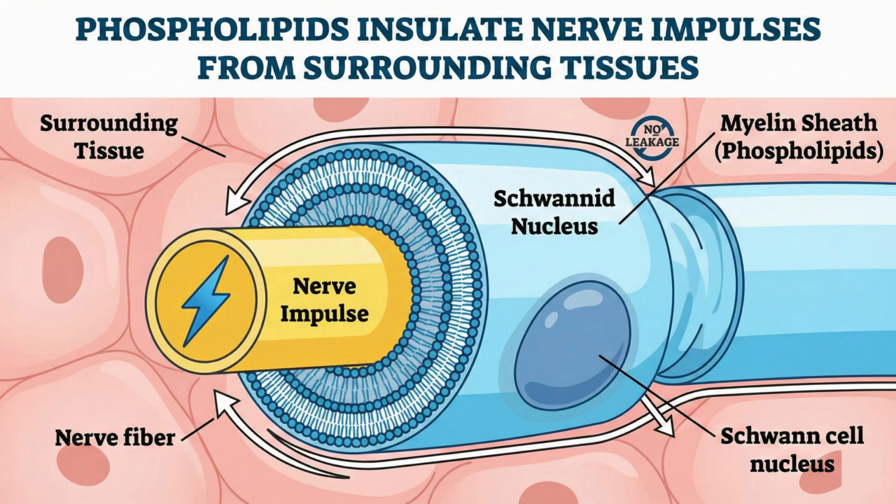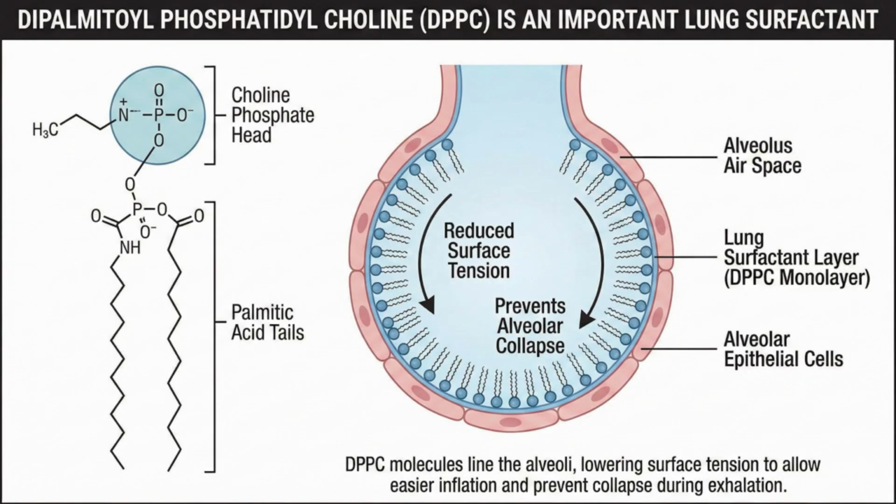Function 7 takes us to the nervous system. They insulate nerve impulses. Your nerves are wrapped in a fatty layer called the myelin sheath, which is packed with phospholipid membranes. This acts just like the rubber insulation on a copper wire, making sure electrical signals travel fast without leaking.